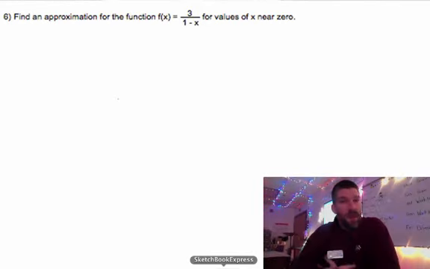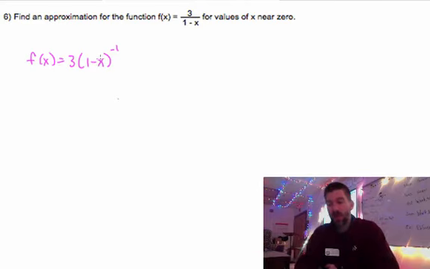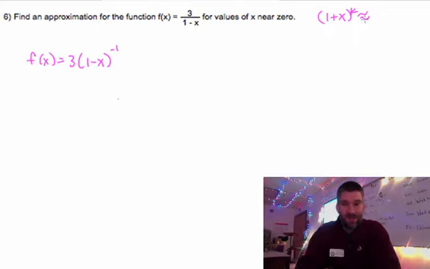All right, again, we want to find an approximation for values of x near 0, and they give us this function. So I'm just going to rewrite this function just real quick. I'm not going to do anything earth-shaking to it, but this is the same thing as 3 times 1 minus x to the -1 power. Hey, guess what? That's a binomial to a power, so we can use our cool little rule, which says that 1 plus x to the k is approximately 1 plus kx.